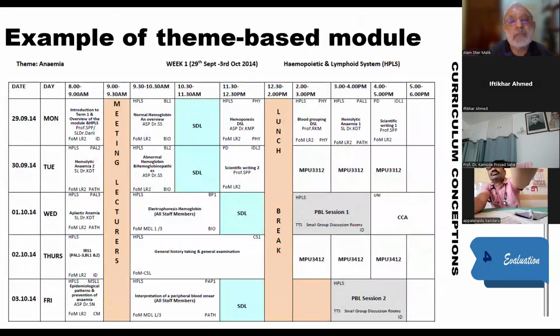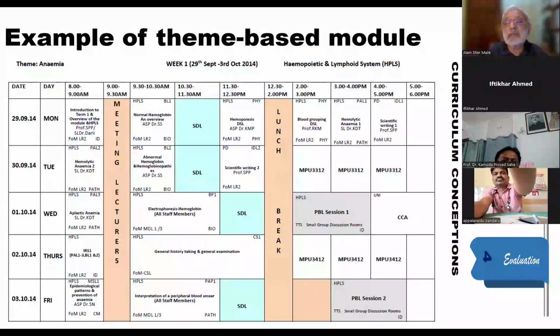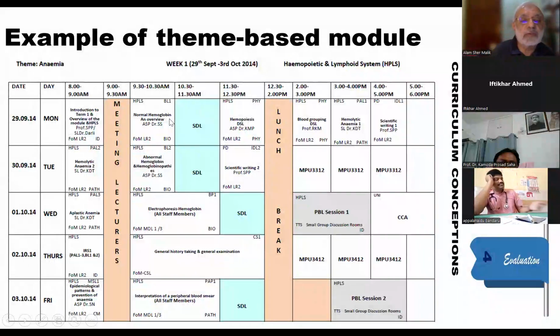Here is an example of a timetable prepared under a theme. This is preclinical, and this is a module of the hemopoietic and lymphoid system. This is week 1, and the theme of the week is anemia. In this timetable, you would see that all the disciplines, anatomy, physiology, biochemistry, pathology, pharmacology, and the PBL sessions and others, are all directed towards the theme, which is anemia in this case.